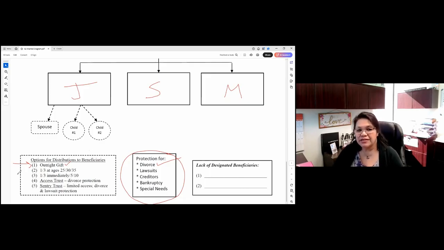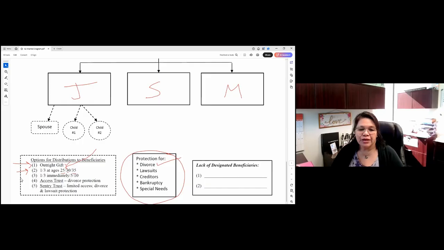You can also give it to your kids based on ages. So perhaps they're a little bit young. So we want to give it to them a third at 25, a third at 30, a third at 35. These are guidelines, absolutely nothing more than guidelines. You can always make it longer or shorter. But what I always tell clients is that it gives your kids a little bit of time to make immature decisions in their 20s and know they still have money in their 30s or 40s.